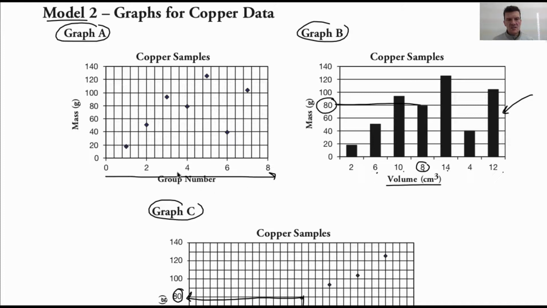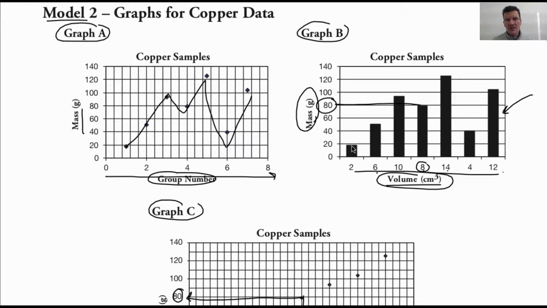Here, this is group number, and this is mass. So we're not really looking for a relationship between group number and mass, and it doesn't appear to be an obvious one. It goes up, it goes down, up, down, up. There's not an obvious relationship between group number and mass, and there shouldn't be. Here, this is organized by volume and mass, but the volume is not put in ascending order. So it's hard to see whether there's a relationship between volume and mass. Goes up, goes down, goes up, goes down, goes up.